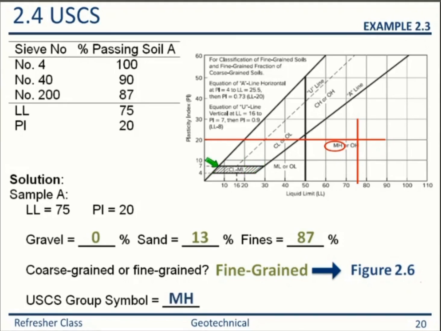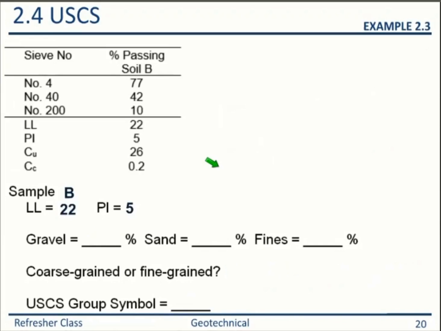They should tell you if it is an organic soil. For your exam purpose, they will not give you organic soil. Organic soil has another way of classifying the soil, rather than this. So they will not ask you to classify the organic soil. Okay. Let's classify the soil sample B. Is this a coarse grain soil or fine grain soil?